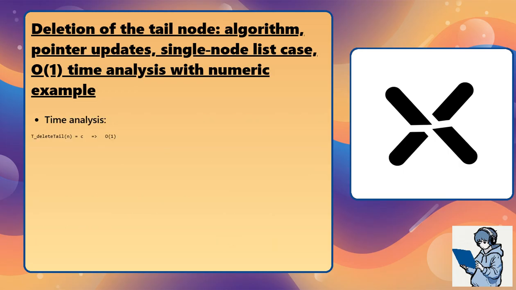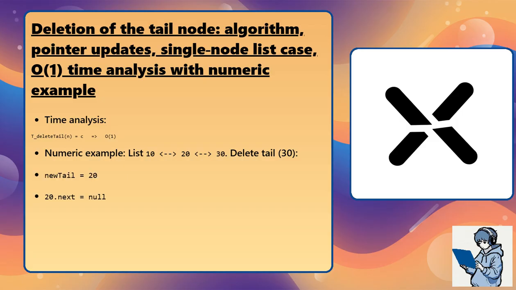Time analysis: T delete tail of n equals c, yields big O of 1. Numeric example: list 10 linked to 20 linked to 30, delete tail 30. New tail equals 20. 20 dot next equals null. Tail equals new tail. Result: list 10 linked to 20, again only 2 pointer writes.